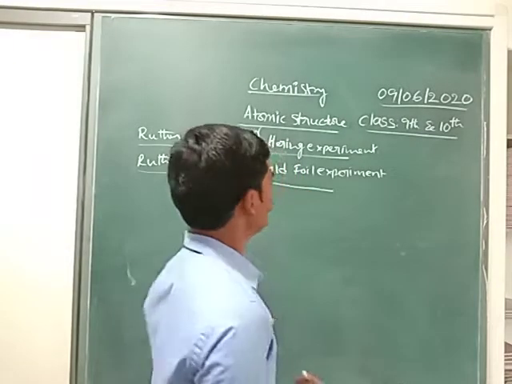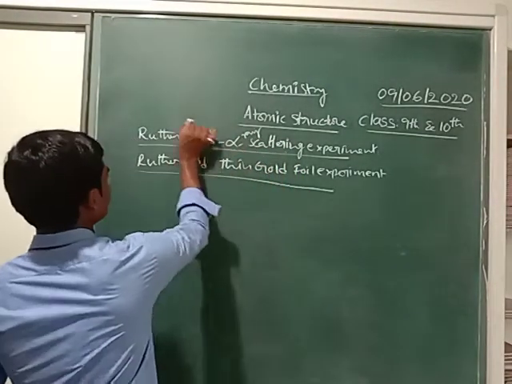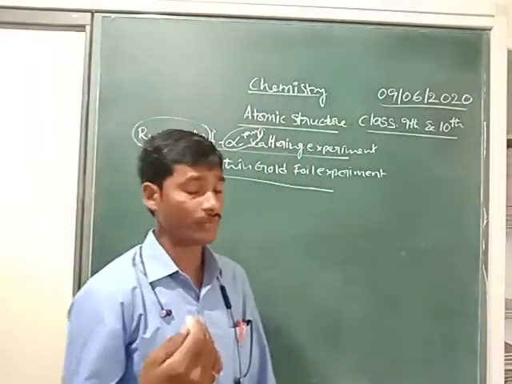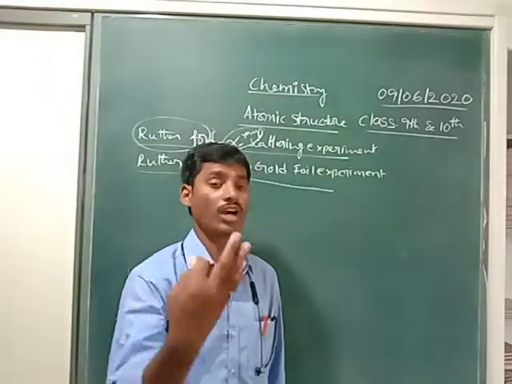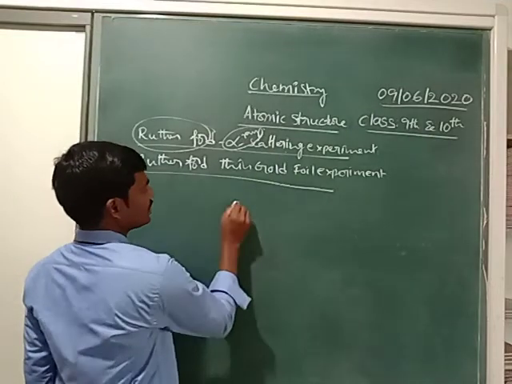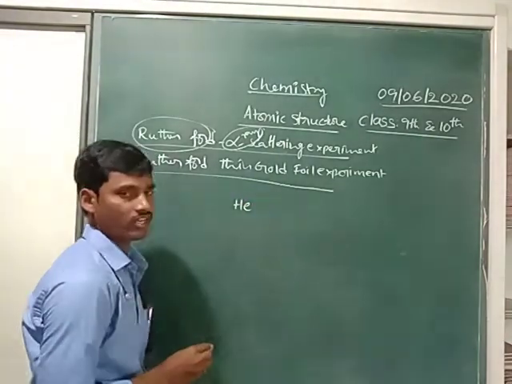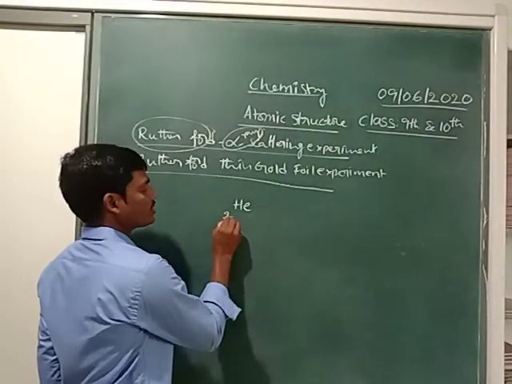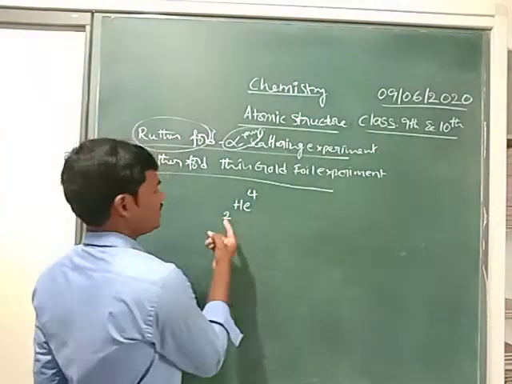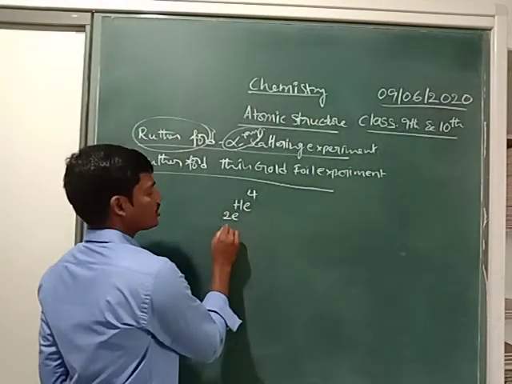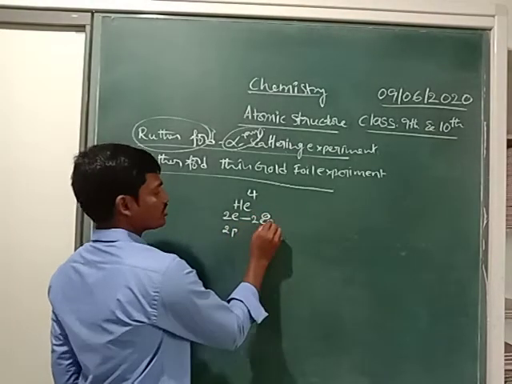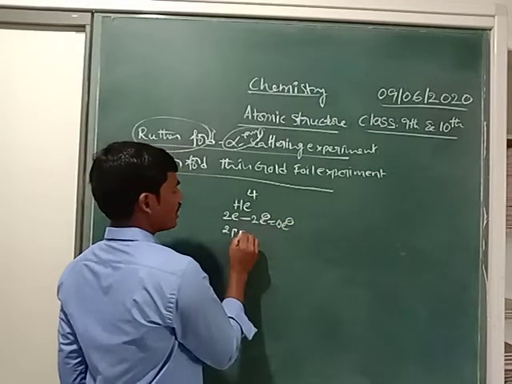First of all, Rutherford took one type of particle, alpha rays. I already explained alpha rays in the last class, children. So what is meant by alpha rays? Suppose he took a helium lamp. Helium has atomic number 2 and atomic mass 4, children. Helium has 2 electrons and 2 protons. After losing the 2 electrons, how many electrons are there, children? Zero electrons and 2 protons.